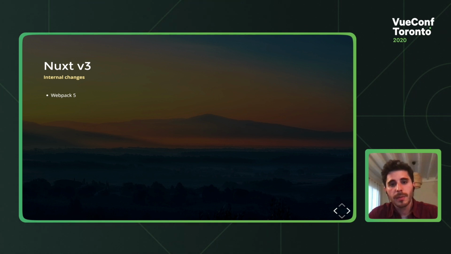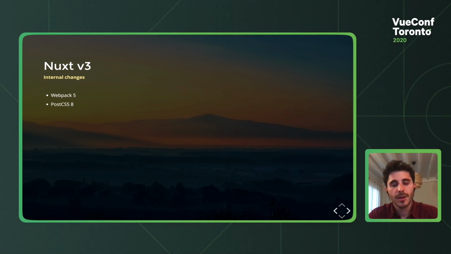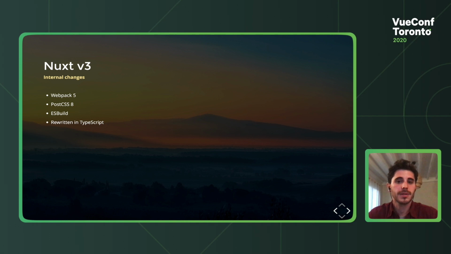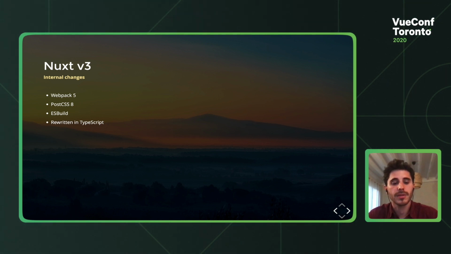We implemented Webpack 5. This is done. It is working. We have PostCSS 8. We will see how we can backport it for Nuxt 2. We implemented esbuild, so this actually makes the development build faster. The whole core has been rewritten in TypeScript. I mean, Vue 3 did it, so why not us? And we saw a big improvement for working internally on Nuxt.